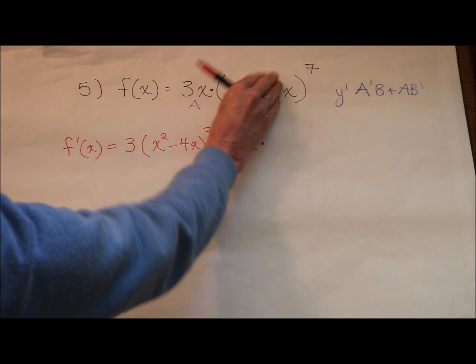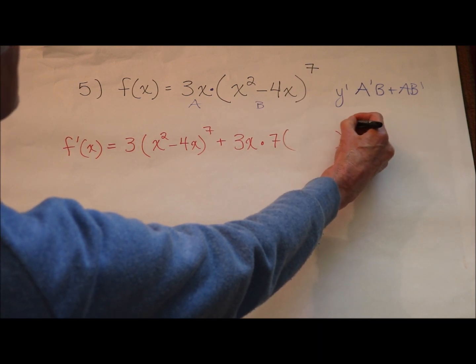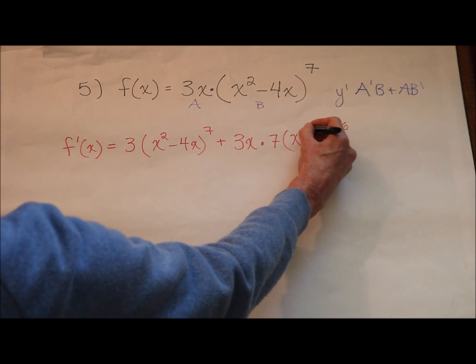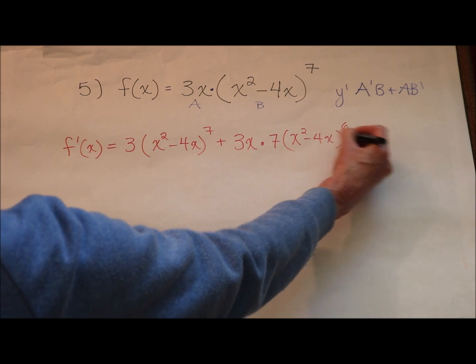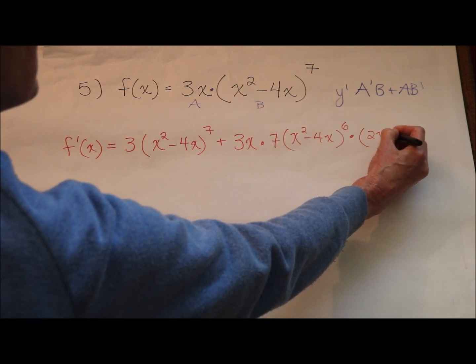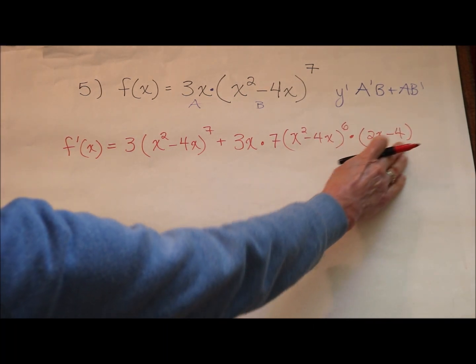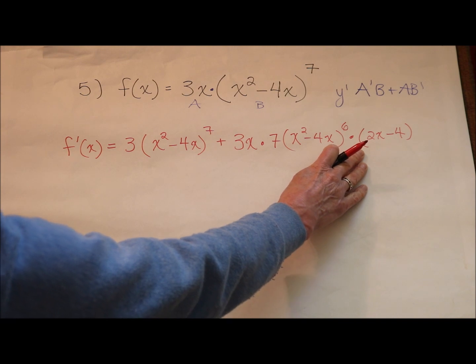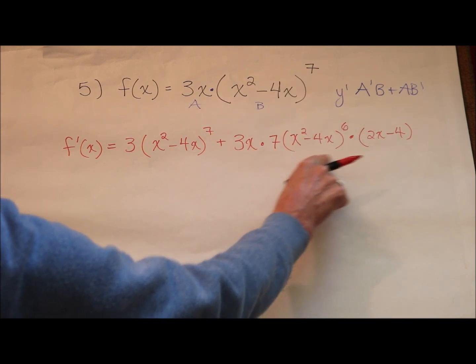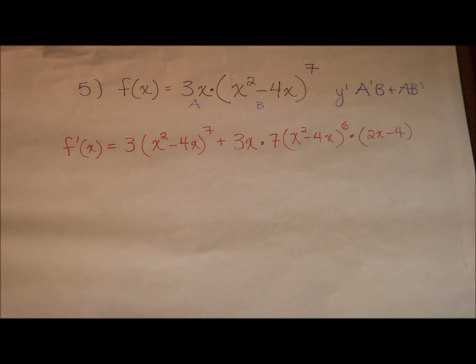I've got a big power rule. So it's going to be 7 times that whole shebang to the 6th, and then times the derivative of the inside, 2x minus 4. Note those parentheses are absolutely necessary. So this is the derivative of the outside times the whole derivative of the inside. This, my friends, is your derivative.